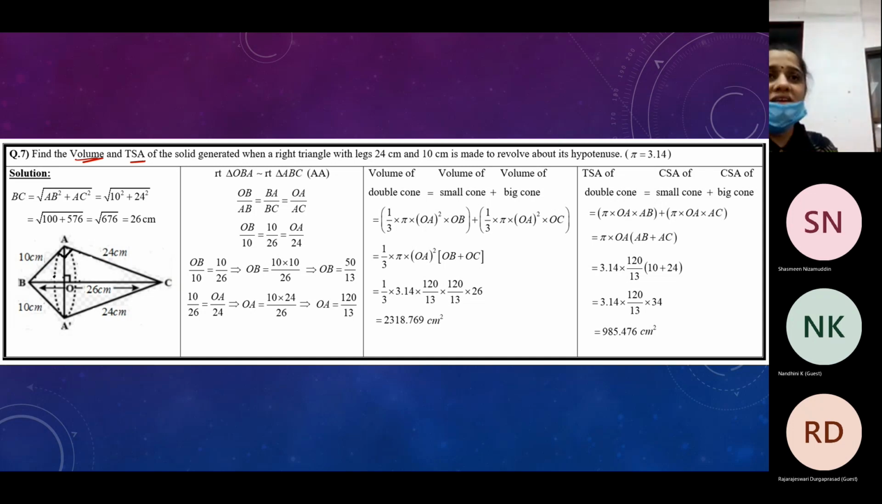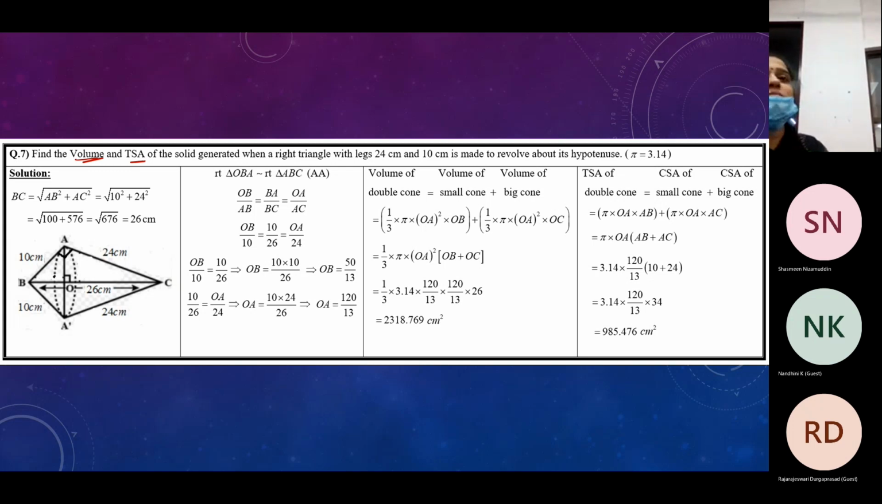Slant height of one cone is 10. Slant height of the other cone is 24. That's there. So you just have to find the radius. Remember that. When you have to answer questions based on a double cone, find only the radius. Need not find the heights. Slant height is already there. Is that understood? Now, how to find the radius?